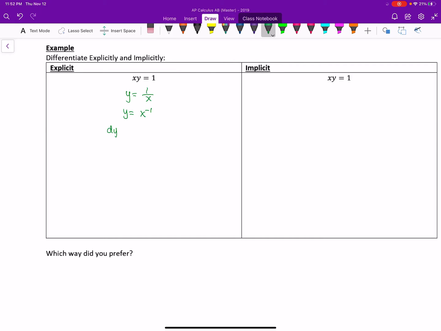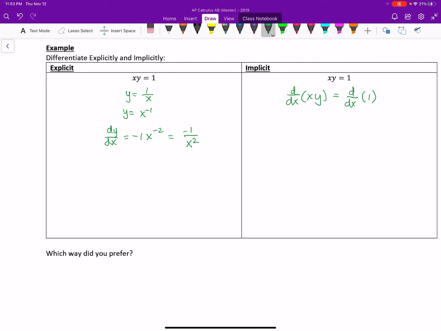So dy/dx is equal to negative 1 times x to the negative 2, which then becomes negative 1 over x squared. That's one way. And the other way is to do it using implicit differentiation. I'm literally just picking this so that you can see that ultimately, in the end, we will get the same value. In this particular case, I have to use the product rule.